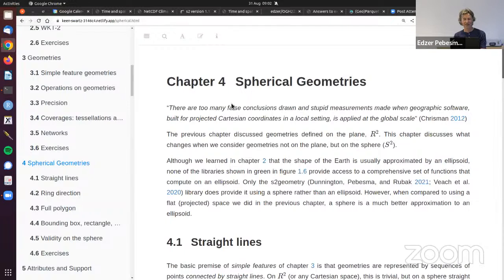Perfect. Okay, so welcome everyone here in the room, and also welcome everyone at home to this third OpenGeoHub Summer School Day, where I will say something about a number of things happening or recently happened in our spatial packages that I'm involved in. So my name is Edzer Pebesma.